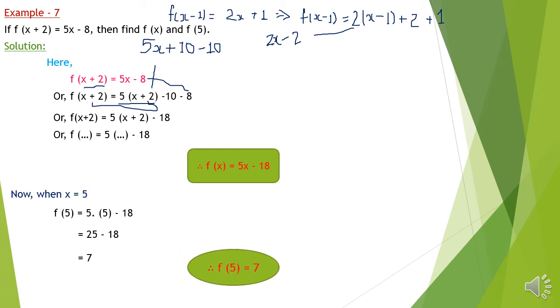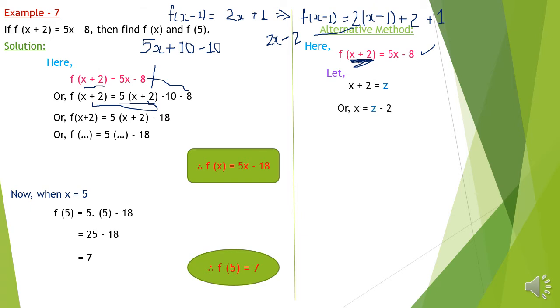f(5) equals 7. Now there is an alternative method. You can see the alternative method also, it's easy. Here our given function is f(x+2) = 5x - 7. In our alternative method, we suppose x plus 2, whatever is the input of the function, to be z or any other variable. Now x equals z minus 2.